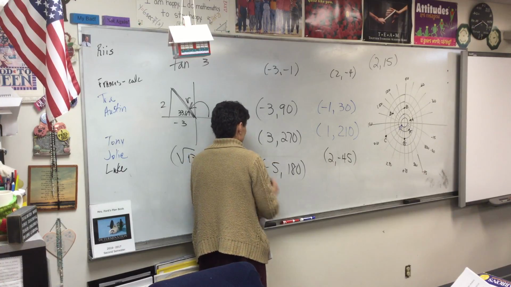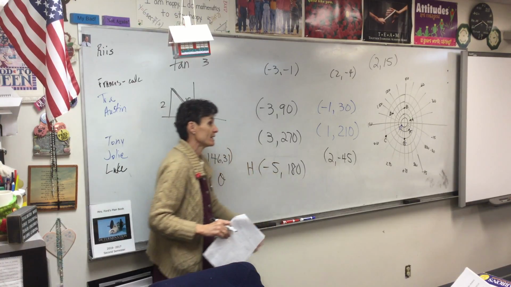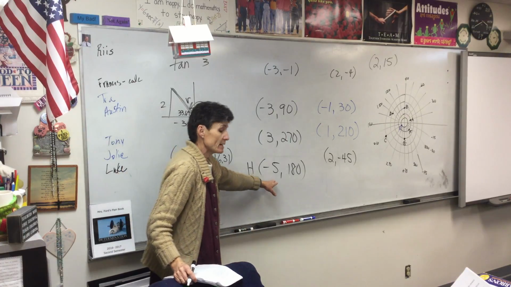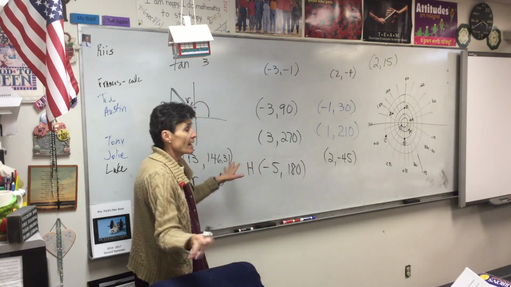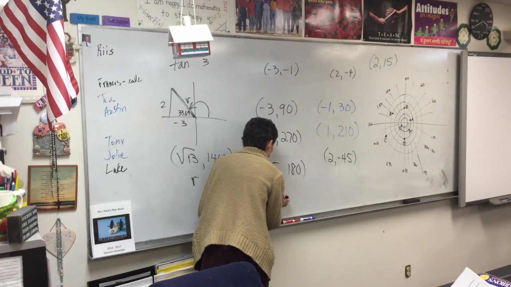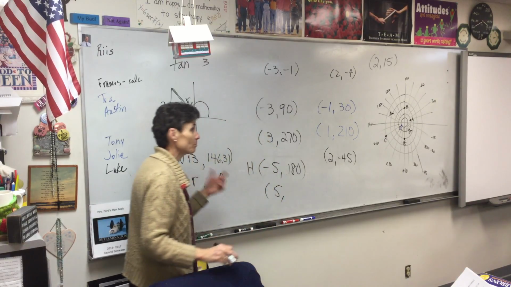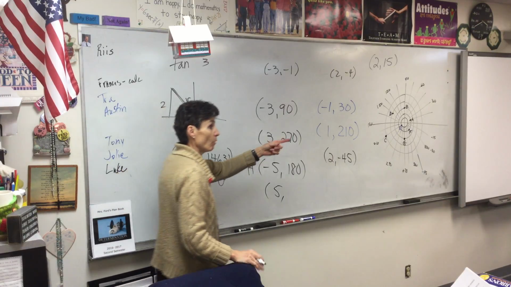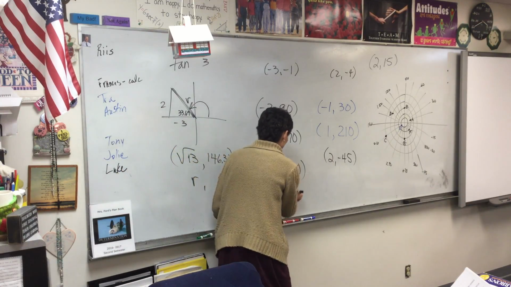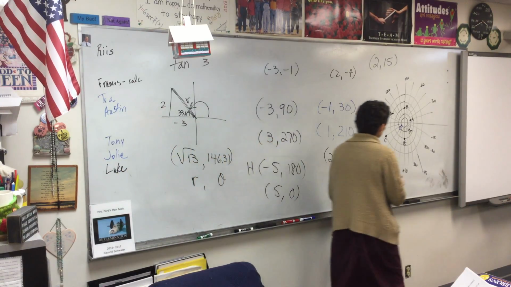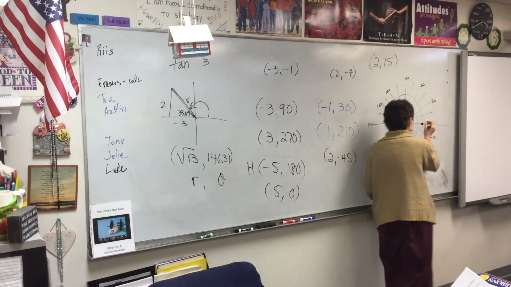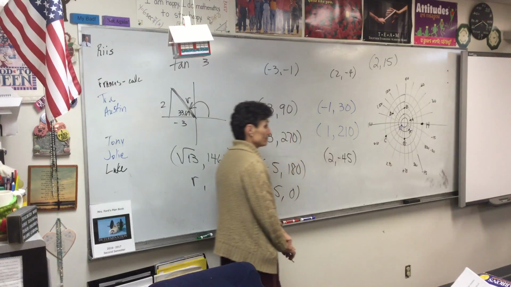And here's point H. I went ahead and made the pi 180. It's got a negative radius. Can't do it. Where are you going to plot it? You're not going to plot it at 180. Where are you going to plot it? At 0 or 360, right? However you want to think about it. So that point is going to be plotted right here. Point H is going to be plotted right there.